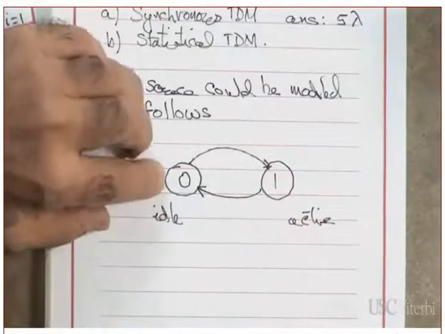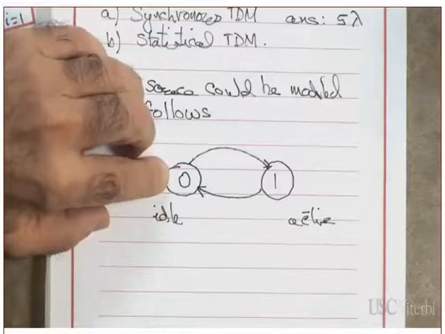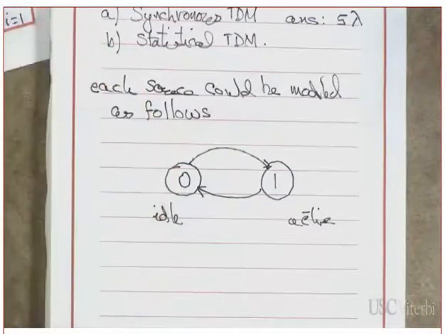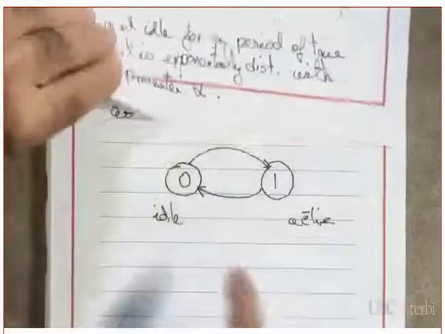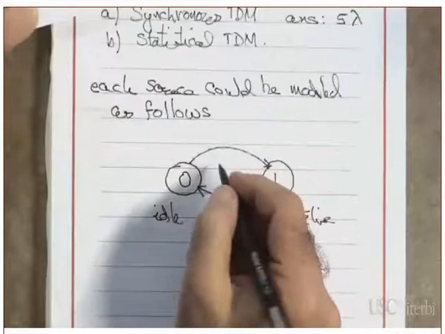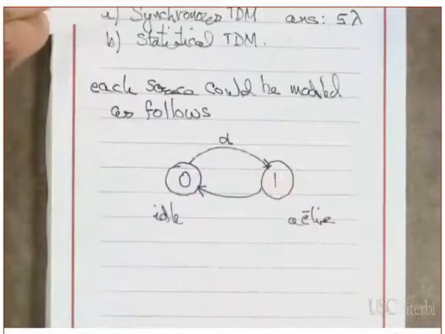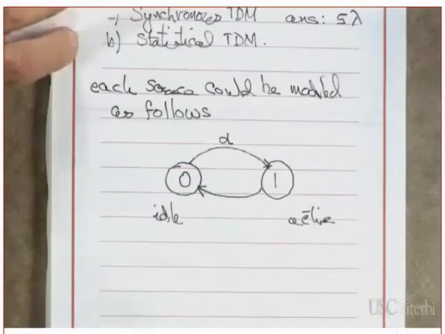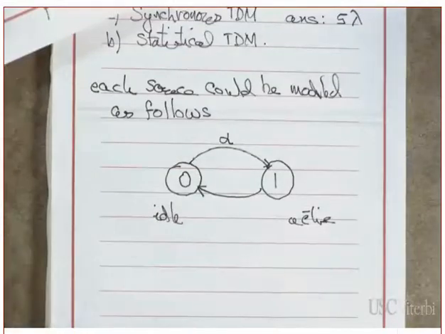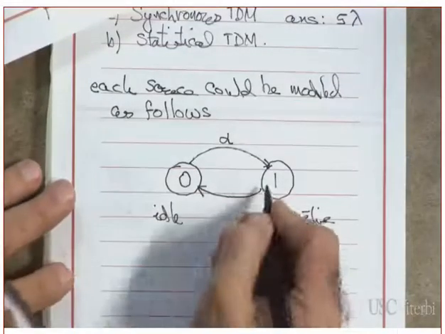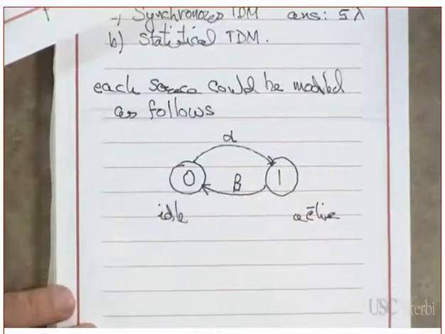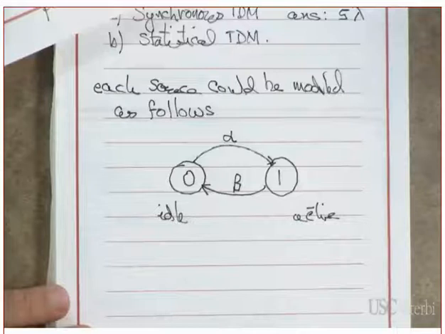Now, it will remain idle for how long? For an exponentially distributed period of time with parameter what? With parameter alpha. So I put alpha. This is the rate of transition. In other words, at the end of the idle period, you are going to transit to the active period. And similarly, from 1 to 0, it will be beta. Clear? This is for one source.